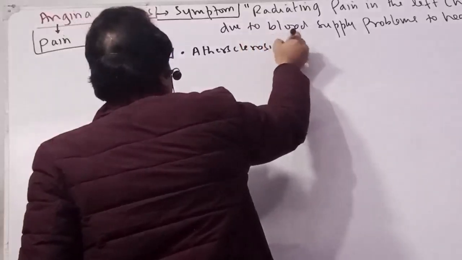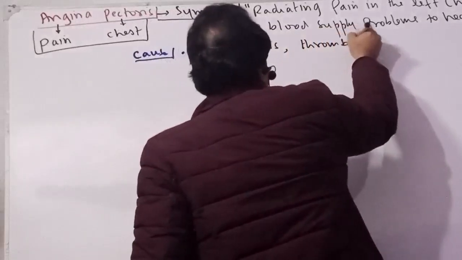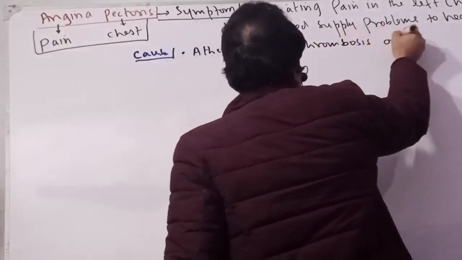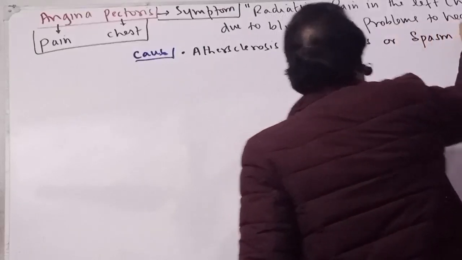Sclerosis, thrombosis, or spasm in the coronary arteries.